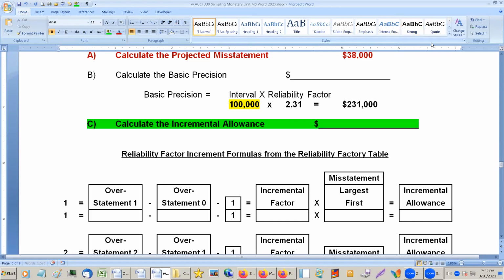So even if we didn't have any errors, so we know we had 38,000 in errors, but even if we didn't have any errors, there's still the possibility that this would be off by 231,000. Why? Because it's a sample. Unless we do 100%, we're not going to know.